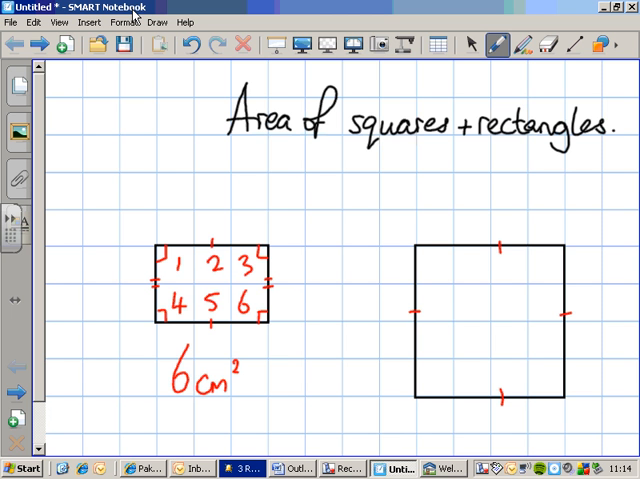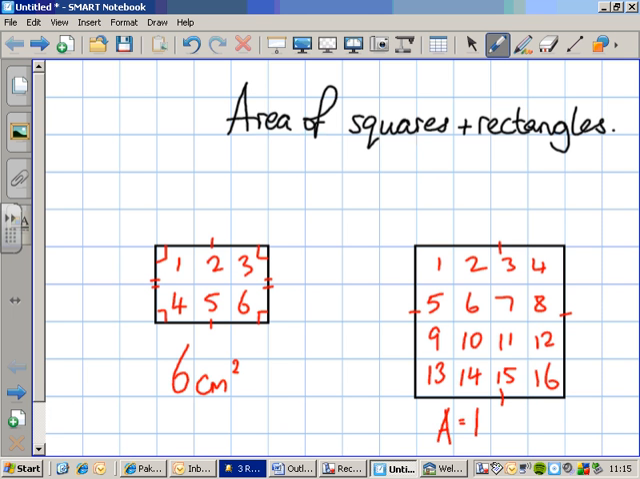The square over to the right has 1, 2, 3, 4 here, and another 4 here, making 8, and another 4 here, making 12, and 13, 14, 15, and 16. The area of this square, we say, is 16 squared, or 16 centimetres squared.